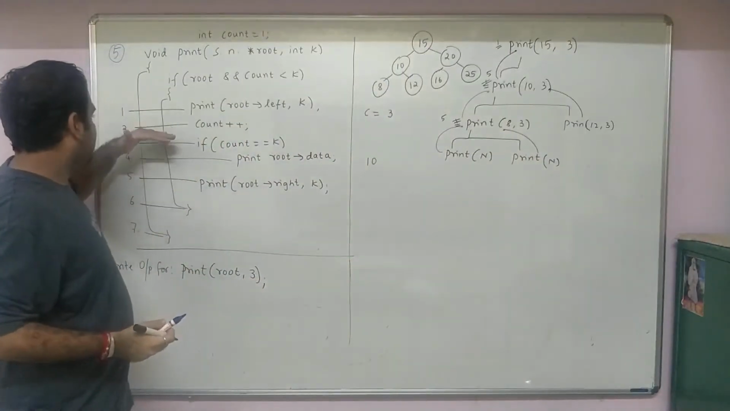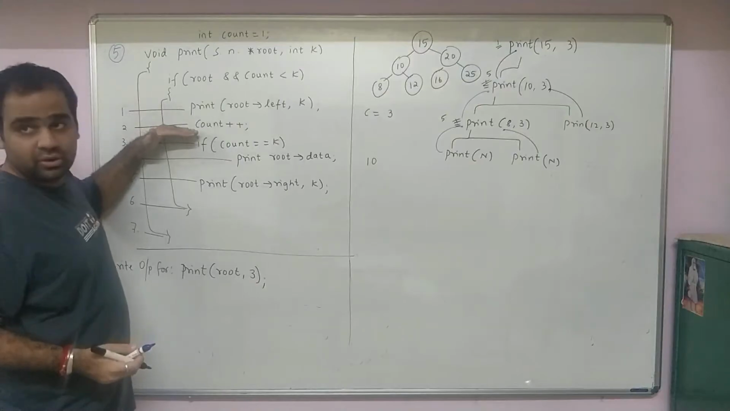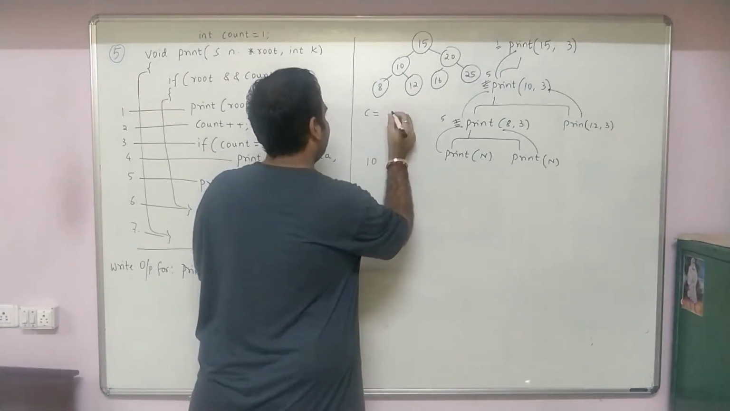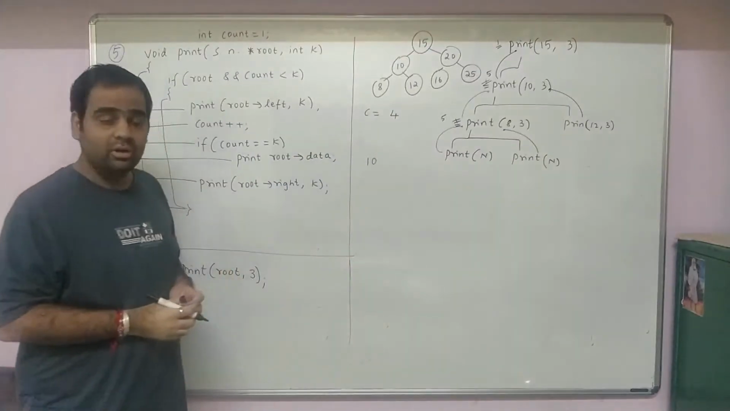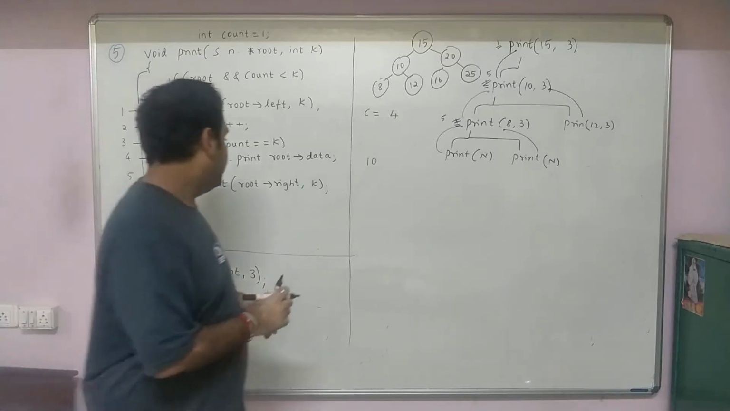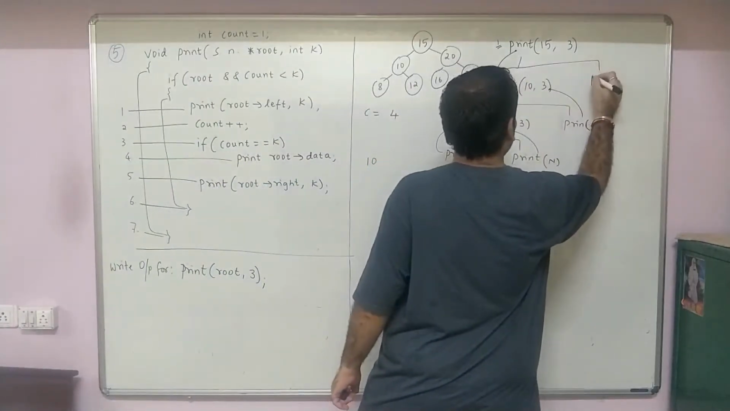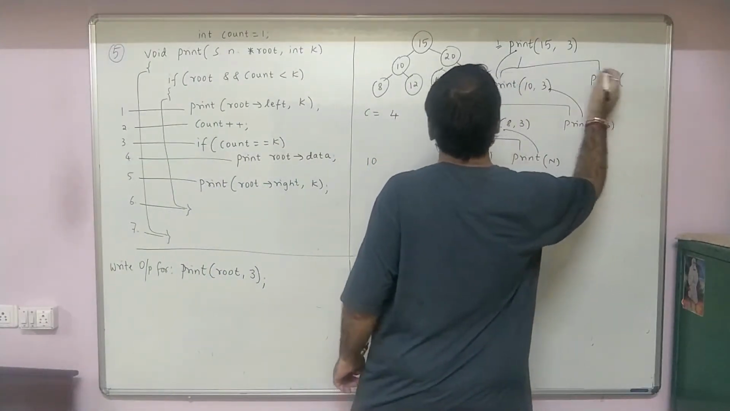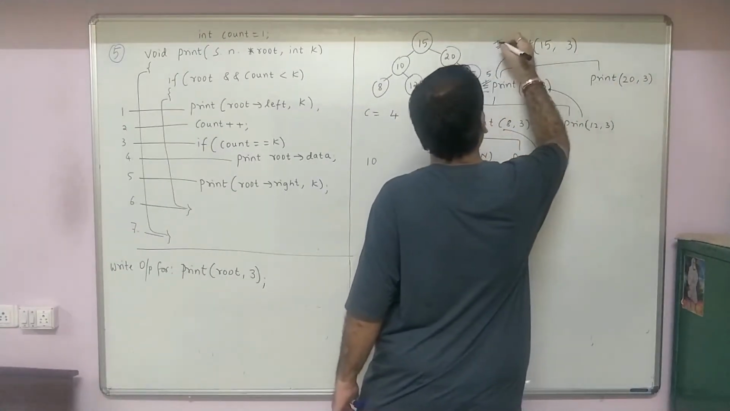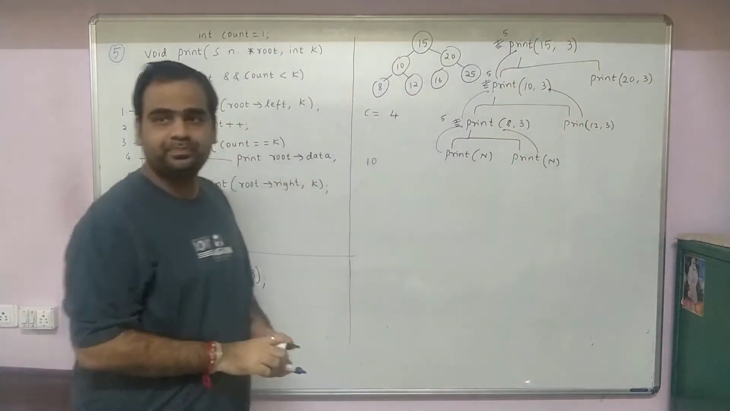Now after you return to line number 1, you have to execute line number 2 which says count plus plus. The value of count will become what? 4. The value of count will become 4. Now is 4 equal 3? No. Again you say print root arrow right. Therefore I say here print 15 arrow right. What is 15 arrow right? 20, comma 3 and the return line number is 5.